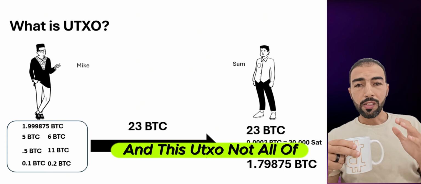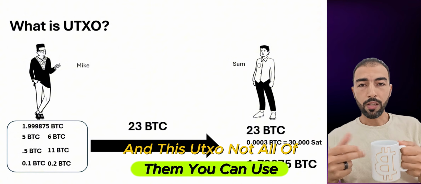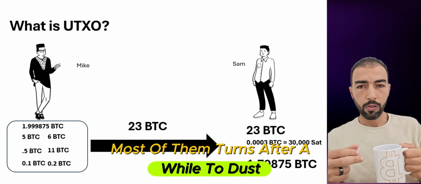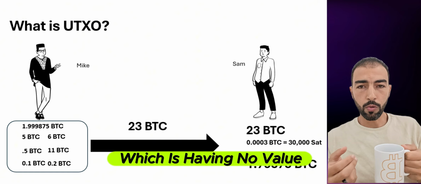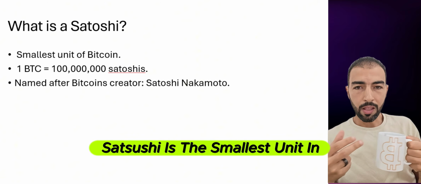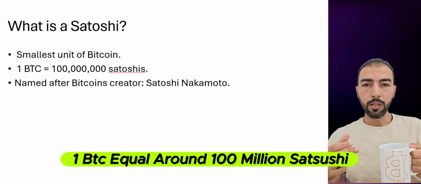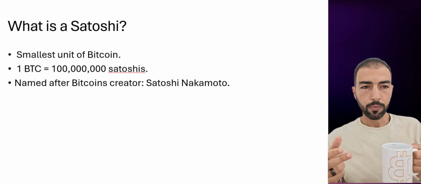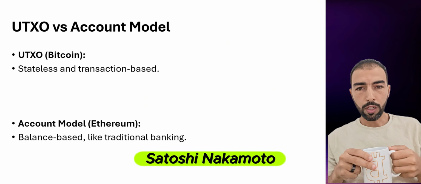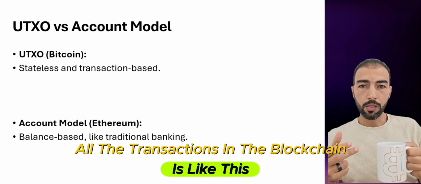And not all of these UTXOs can you use. Most of them turn after a while into dust, which has no value. So what is Satoshi? Satoshi is the smallest unit in Bitcoin. 1 BTC equals 100 million Satoshi, and it is named Satoshi after the Bitcoin creator Satoshi Nakamoto. Are all the transactions in the blockchain like this? Of course not.